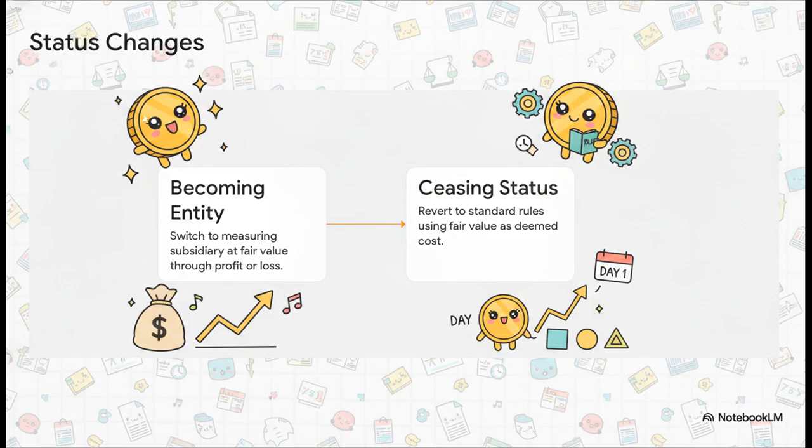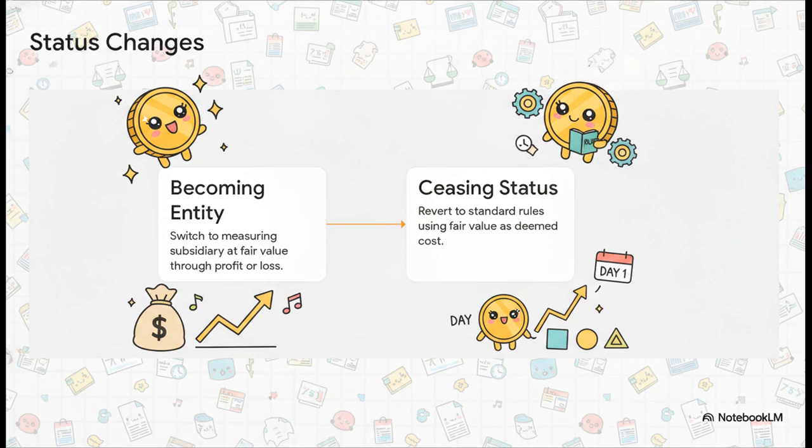If an entity's status changes, you follow a very logical if this, then that protocol. Step 1. If you become an investment entity, you immediately switch to measuring your subsidiary at fair value through profit or loss. Any difference between your old carrying amount and the new fair value on the date of that status change is recognized as a gain or loss.